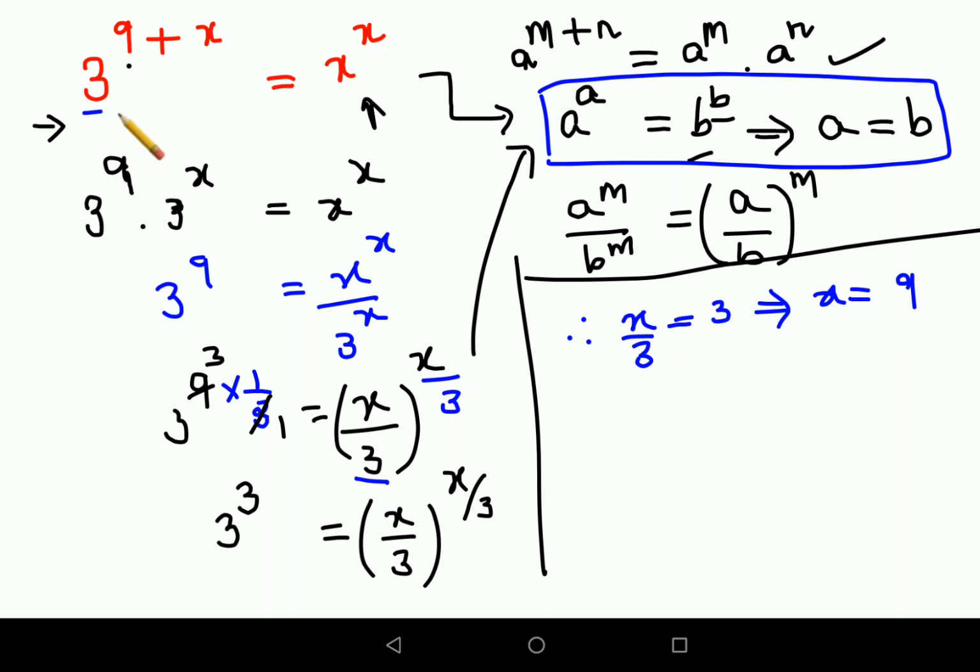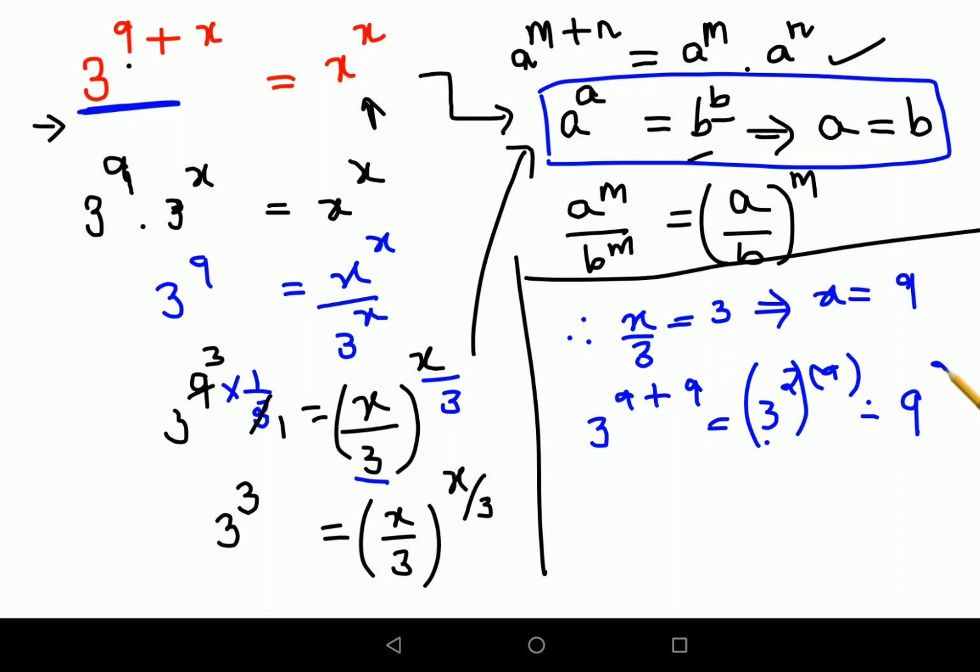Okay. Now let's put it over here. So I'm left with 3 raised to 9 plus 9. That gets you 3 raised to 2 times 9. So 3 squared, I can write this way, is nothing but 9 raised to 9. And your RHS is x raised to x. That is nothing but, again, the x value is 9, so 9 raised to 9. That gets you your x raised to x.